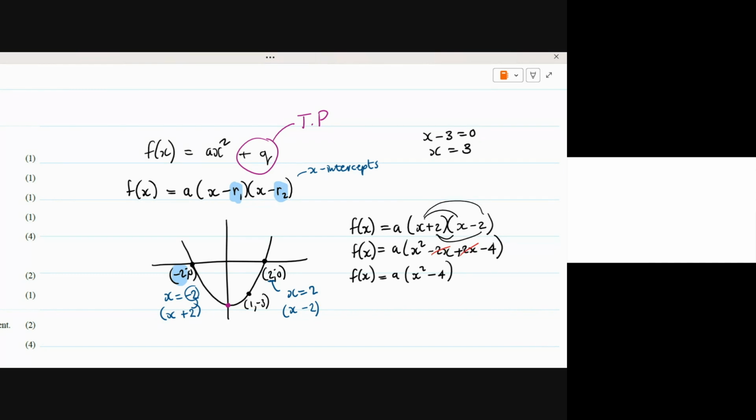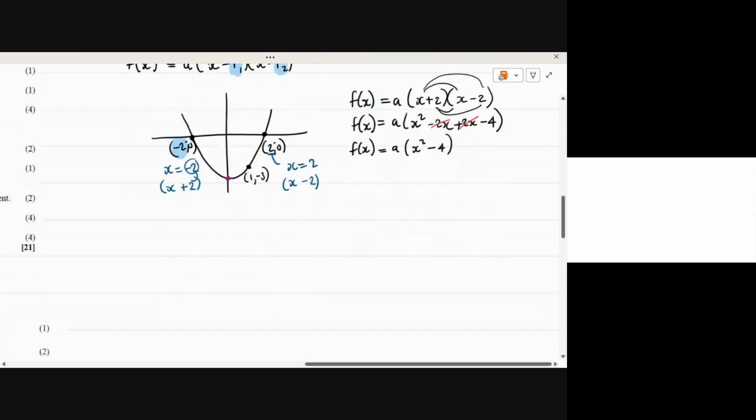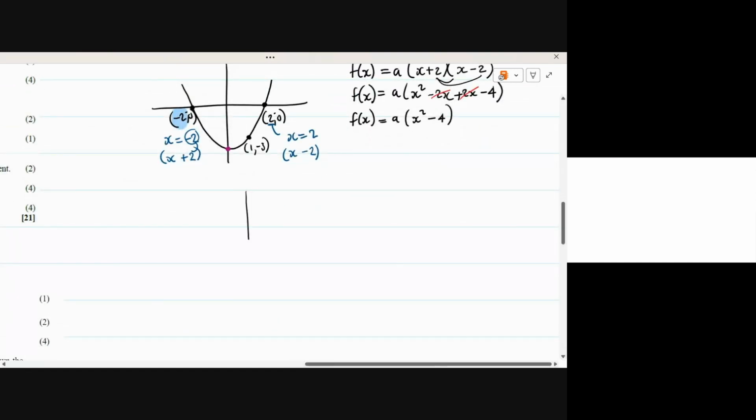Are we okay still? Everybody still with me? Yes? Okay, I'm going to do just one more quick example so that we don't get lost.